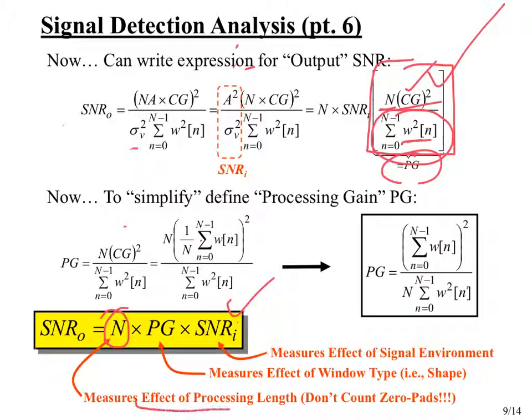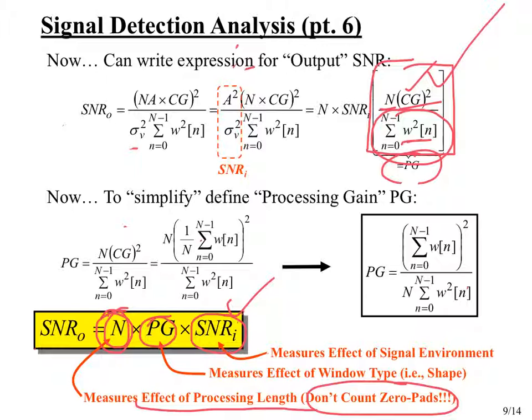That's the effect of our processing length. Don't count what you zero pad out to. So it's not your FFT length. It's the actual amount of data that you collect. You collect 100 samples, but you zero pad out to 1,000. N is not 1,000. N is 100. But now we've got a 0.1 for a minus 10 dB input SNR. So 0.1 times 100, we're now up to 10, which is a plus 10 dB.